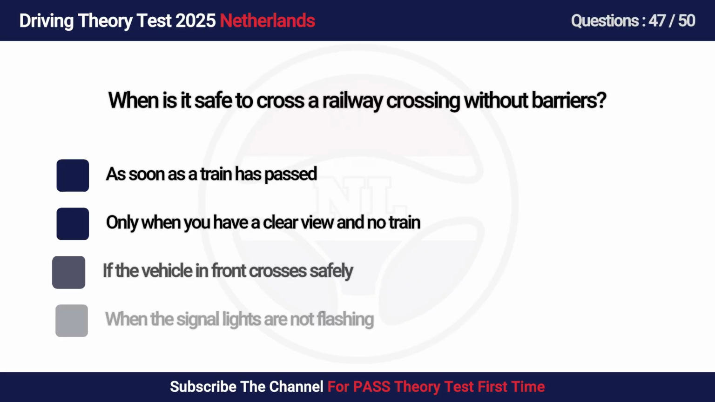Question 47. When is it safe to cross a railway crossing without barriers? A. As soon as a train has passed. B. Only when you have a clear view and no train. C. If the vehicle in front crosses safely. D. When the signal lights are not flashing.